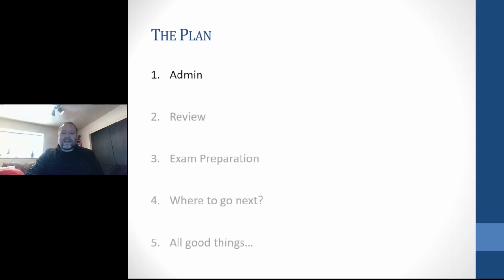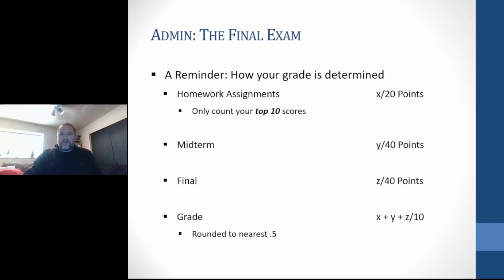So the first thing is obviously about admin. And this is just a reminder about how your grade is determined. Remember, I don't really care where the points come from, but you've got 100 possible points. So there's a maximum of 20 points for the homework, and here I'm going to take your best 10 scores, so you have wiggle room if you want to skip a few. Then you score out of 40 for the midterm. I mean, technically 42, right? But we don't tell anybody about the secret bonus points.